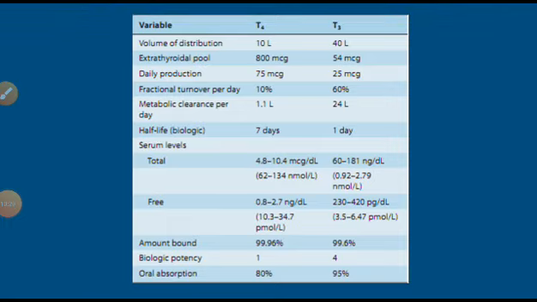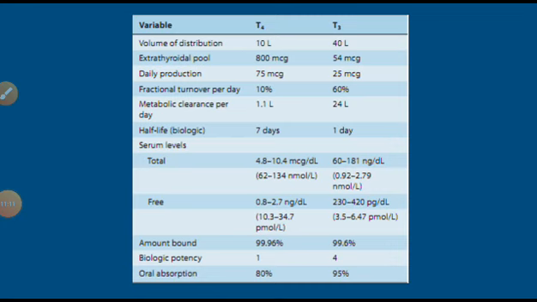This is a very important table because it gives the pharmacokinetic difference between T3 and T4, and because of these differences there is a huge difference between T3 and T4 even though they are produced in the same place. If you see the daily production, T4 is very high, around 75 mcg, while T3 has 25 mcg only. You can see the half-life, also a huge difference: T4 7 days and T3 1 day only.